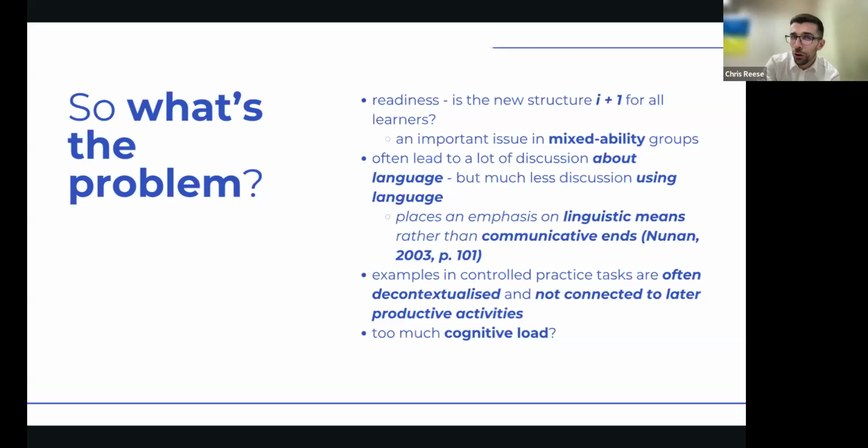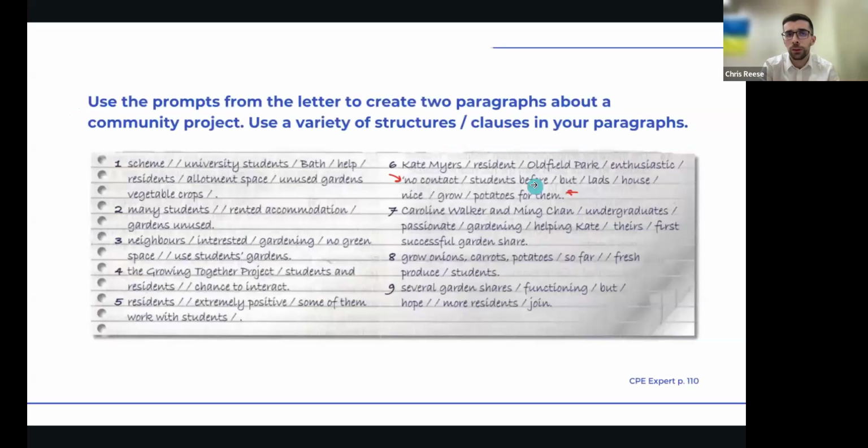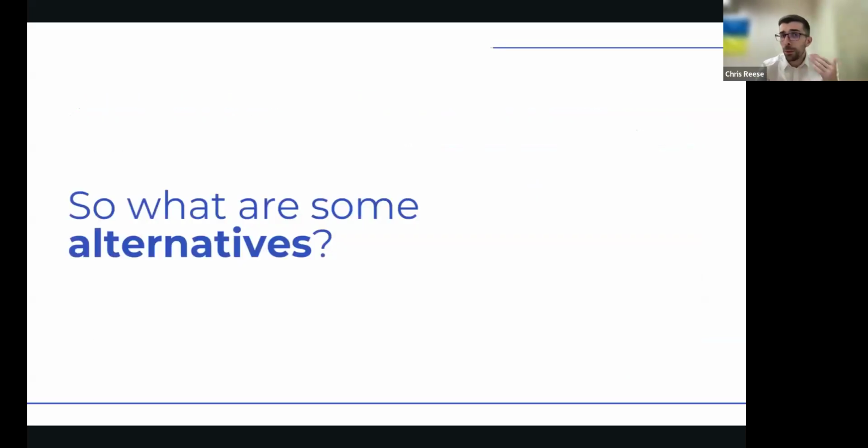Again, too much cognitive load? Are we maybe overloading them with excessive transformations and things like that, when maybe if they just had to go and use the language, it would be much easier for them? So what are some alternatives to this? I'm going to show you some activities from recent lessons of mine.